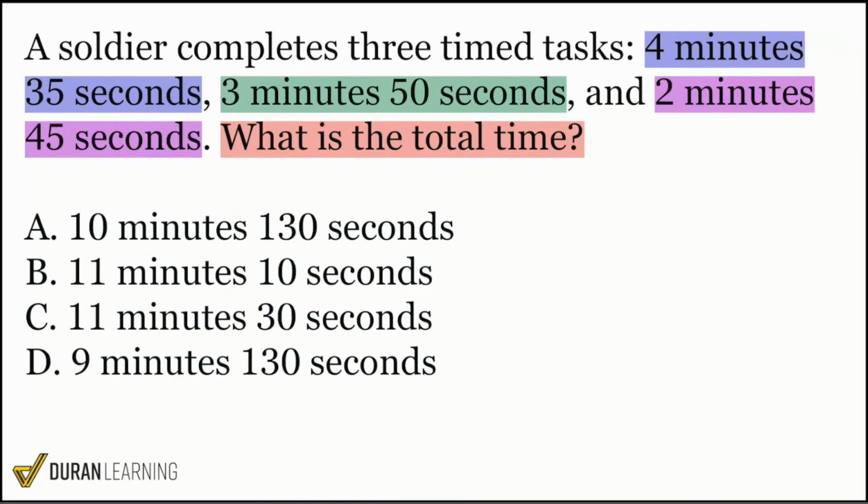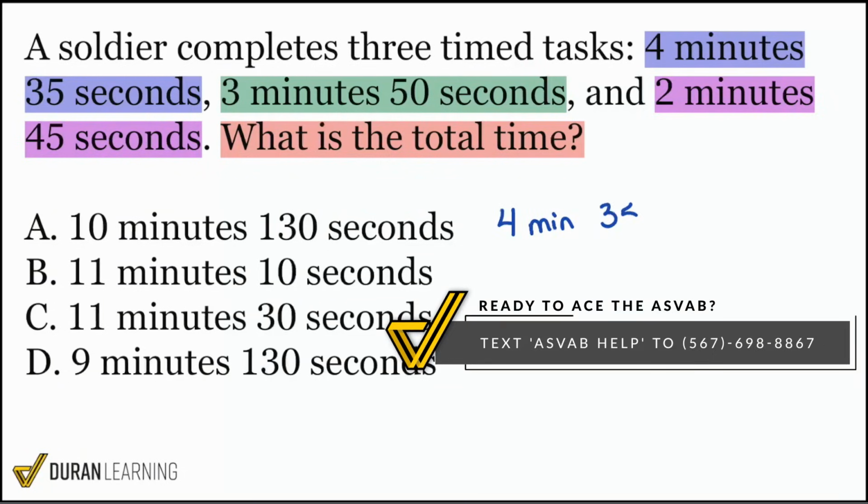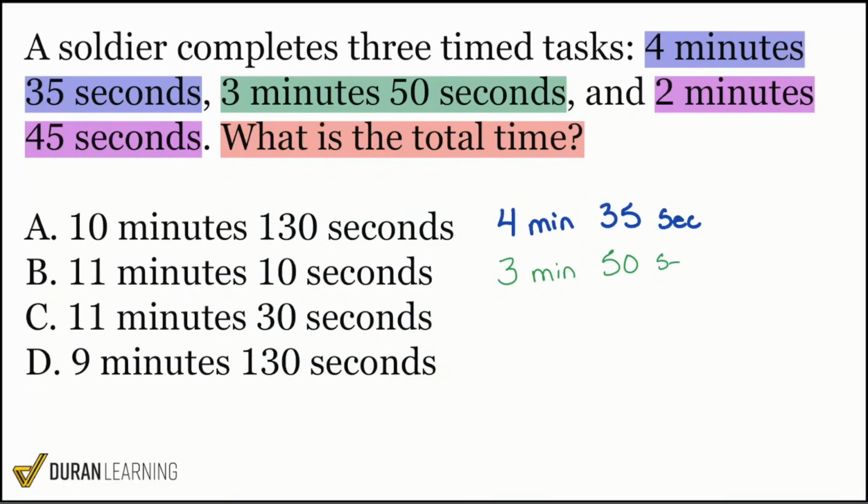So when we have these 3 activities or tasks, to get the total straight up, we're just going to go ahead and add these up. That's it. So let's go ahead and do that. We have, again, 4 minutes and 35 seconds. We also have 3 minutes and 50 seconds. And lastly, we have ourselves 2 minutes and 45 seconds. So we have all of these written down.